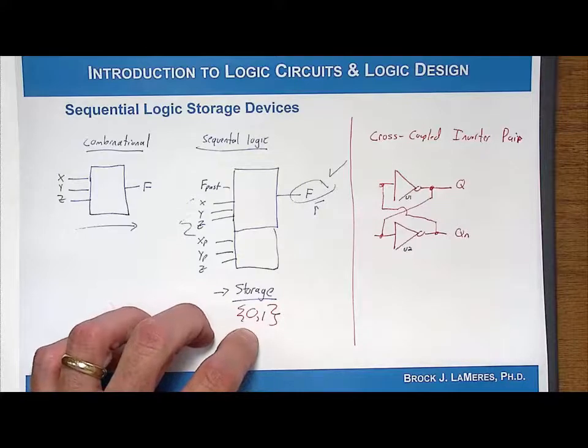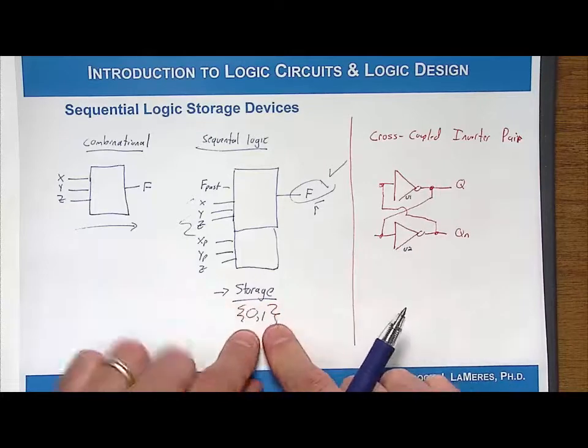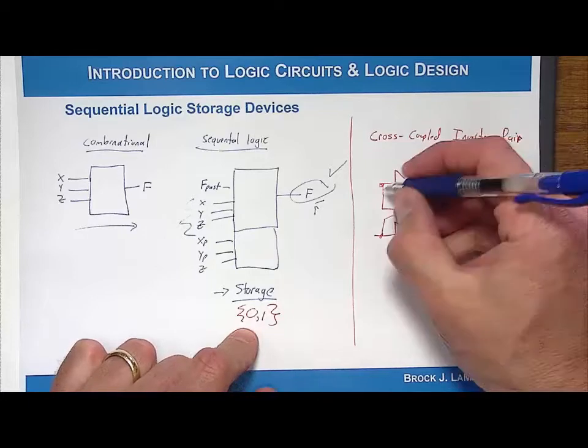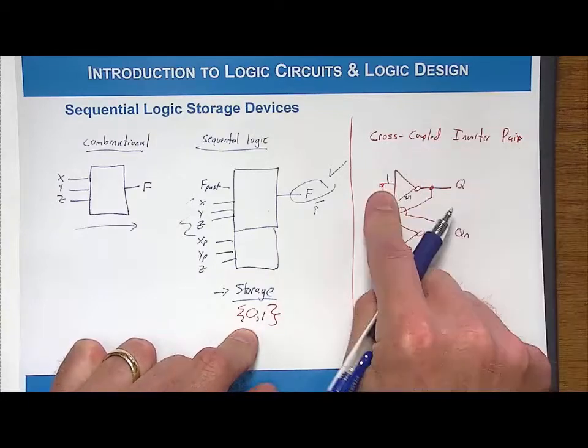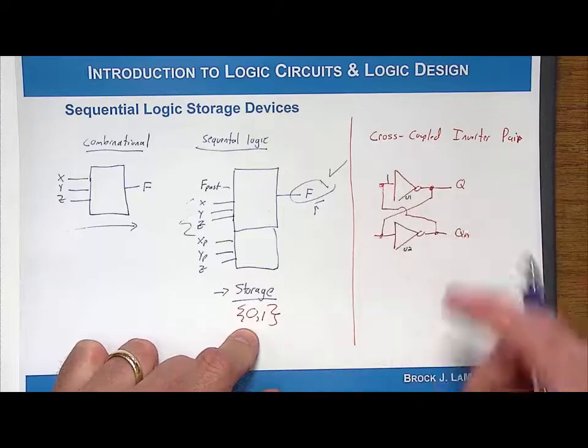What I want to do is look at whether this type of topology can actually store information. Remember, all we're trying to store is 0 and 1. So let's put a test signal in here. Let's say I forced that net right there to a 1. Well, let's follow the feedback path through.